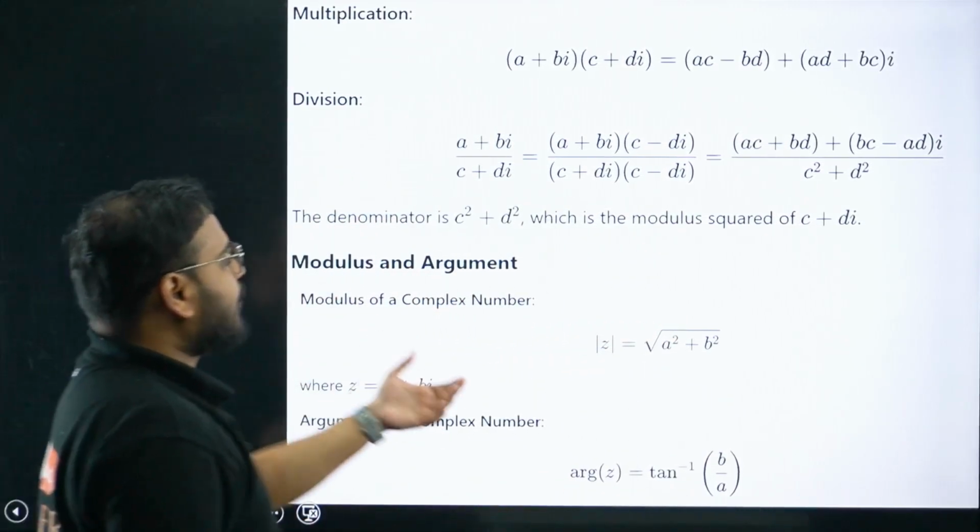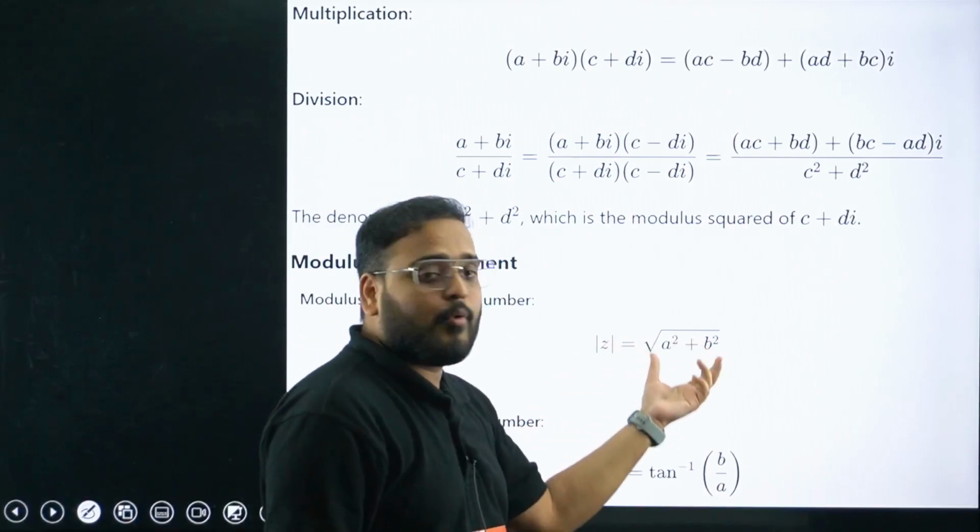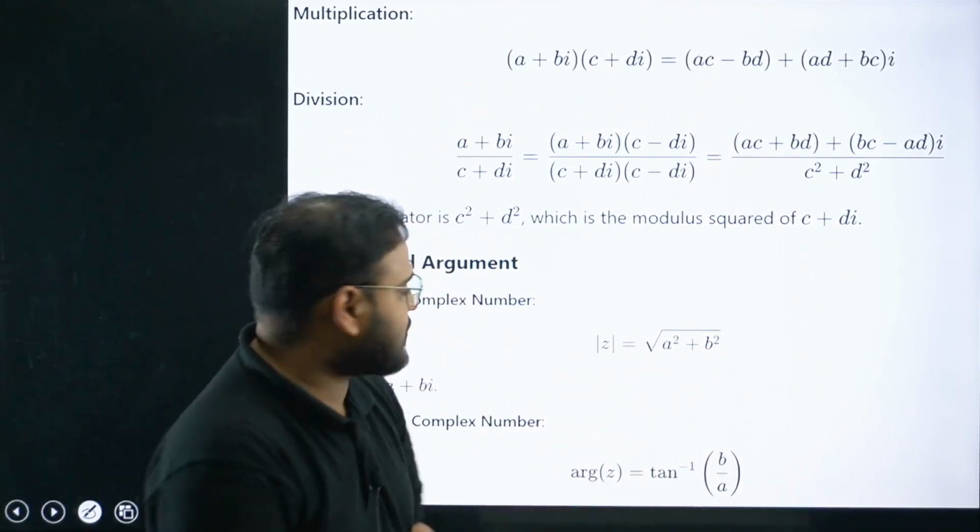Chaliye, now the modulus and argument. This is how you find, bacha, the modulus value of any complex number, taking the root of the sum of the squares of both the real and imaginary parts.